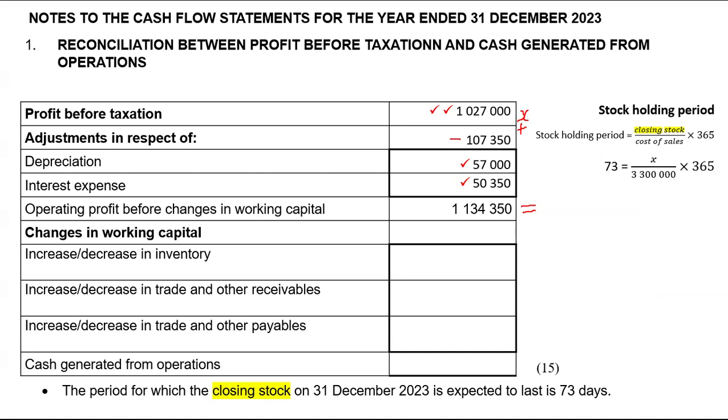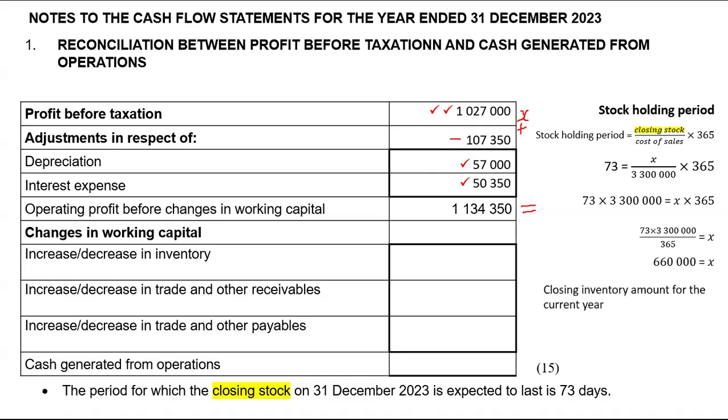Then just manipulate this, multiply both sides by 3,300,000, and this is what you will get. Afterwards divide by 365 to get the value of X. X will be 660,000. Once you get that 660,000, it is the closing stock for the current year compared to the previous year, which was 383,000. And you will notice that your inventory has gone up.